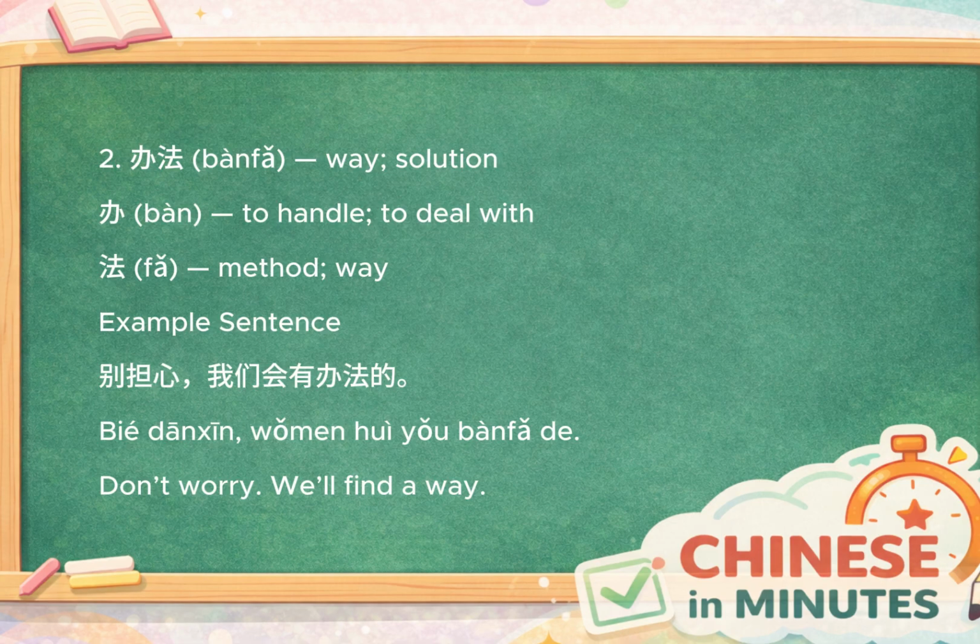2. 办法, way, solution. 办法 combines 办, meaning to handle or deal with something, with fa, meaning a way or method. So the basic idea is a way to handle something. In everyday Chinese, 办法 often means a way to solve a problem, or simply a solution. For example, 别担心，我们会有办法的。Don't worry, we'll find a way. Imagine having a problem in front of you. You think about it and finally find a 办法, a way to deal with it.